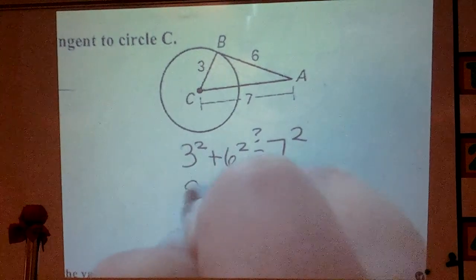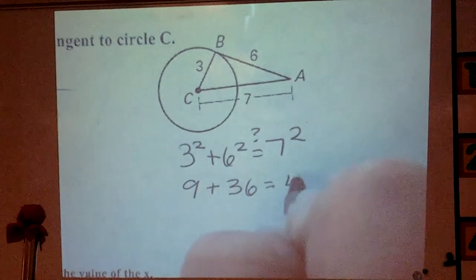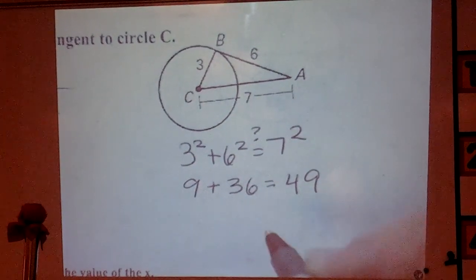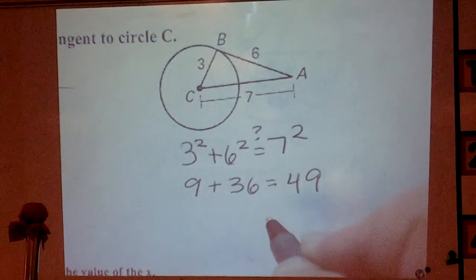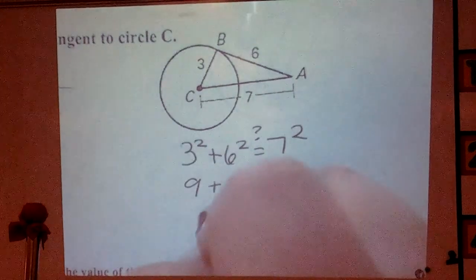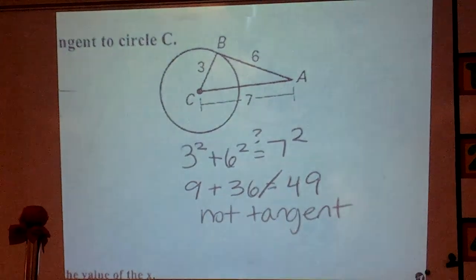3 squared is 9. 6 squared is 36. And at this point, I can see that 9 plus 36 is not going to give me 49. So I would say that those aren't equal, so it's not tangent, or no.